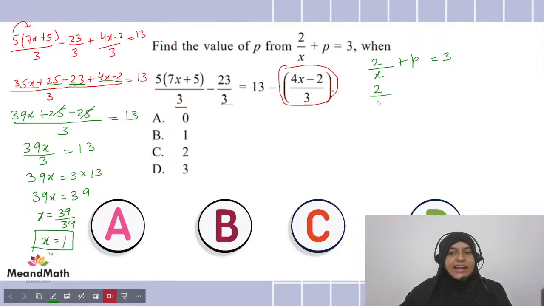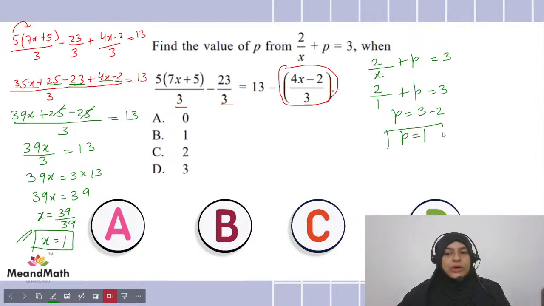So 2 divided by 1, because the value of x is 1, plus p is equal to 3. So p will be equal to 3 minus 2 and the value of p is equal to 1. Simple. So what is the answer? The answer is 1. The value of x is equal to 1, and after putting the value of x, the value of p is also equal to 1. So the correct option is option B.